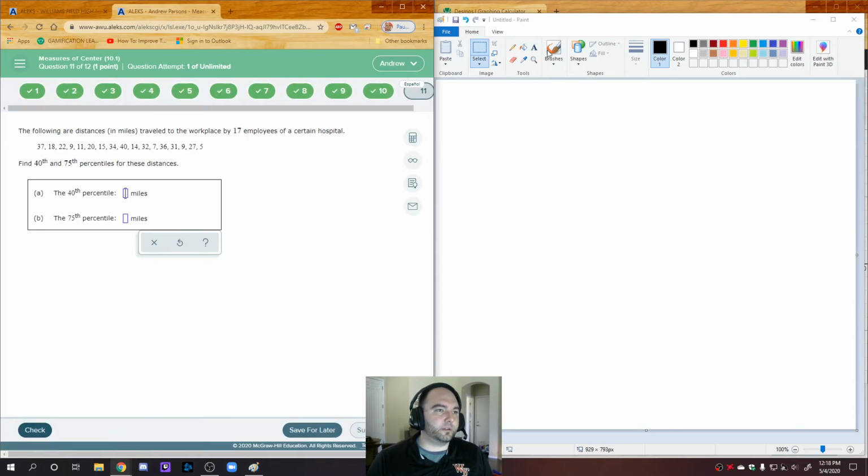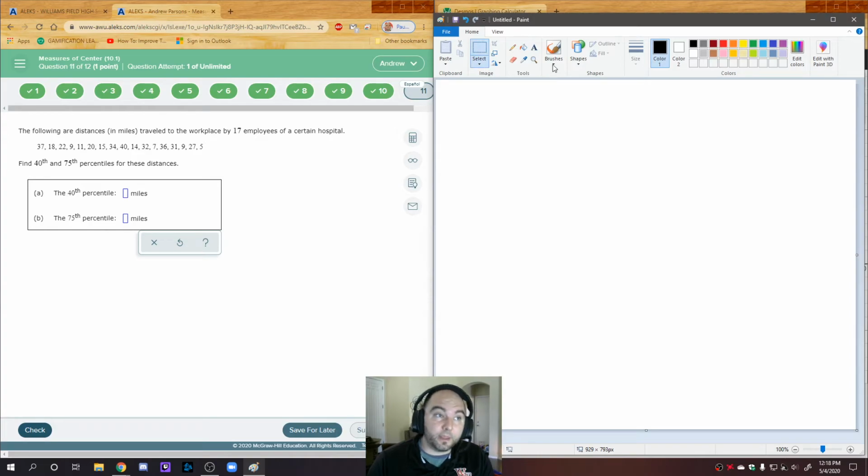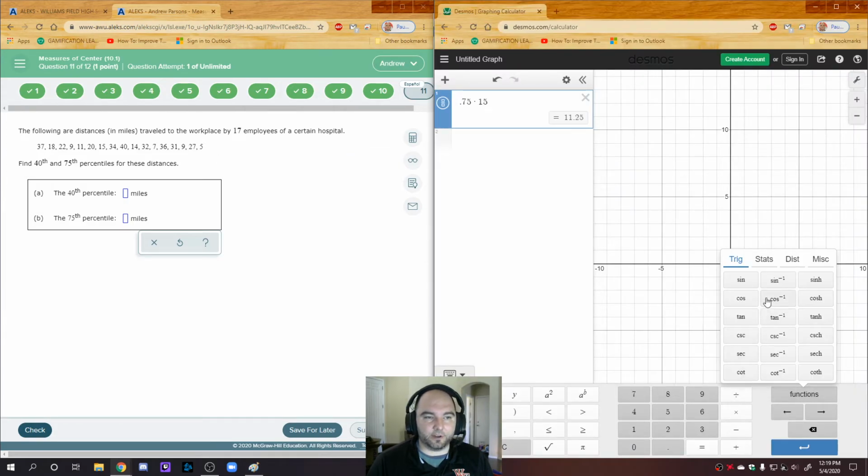Let's try and make the process better. Now, I think the hardest part of the process, honestly, or the most annoying part, was putting these numbers in order. I don't think Desmos has a function that can put numbers in order. So if you look down here, we have total, length, mean, median, min, max, quartile, quantile, no. Sorry, none of these will give you a reorganization in order, at least to my knowledge.